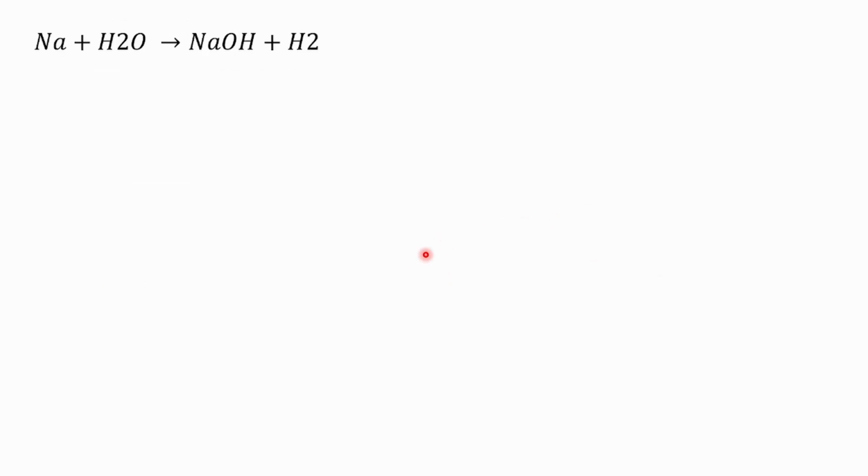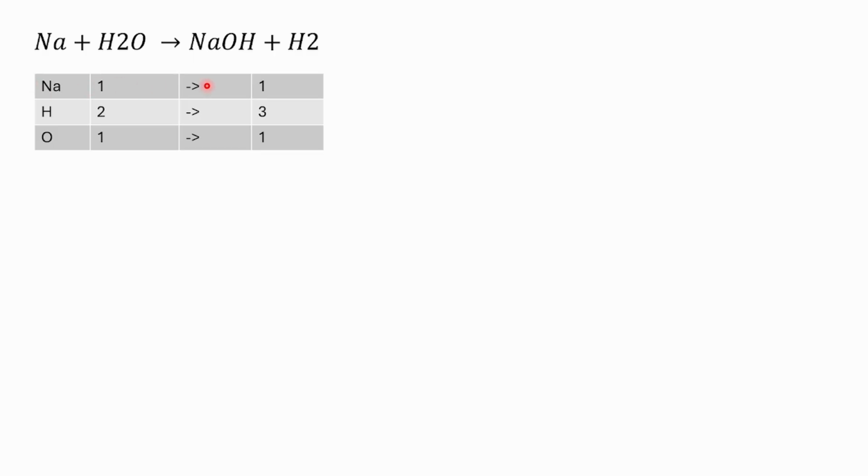Now, another problem we have is sodium plus water gives us sodium hydroxide and hydrogen gas. First thing we want to do is draw a table. So we have sodium, 1 on left, 1 on right, hydrogen, 2 on left and 3 on right, and oxygen, 1 on left and 1 on right. The first thing we want to do is start with the highest number of unbalanced elements. So we look at hydrogen. We have 3 on the right and 2 on the left. So what we do is, since we can't multiply 2 by anything to get 3, we multiply both sides.